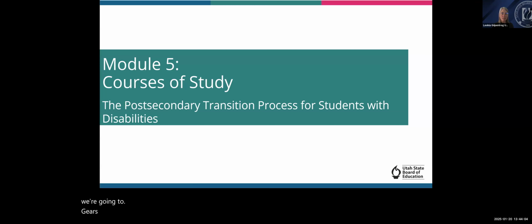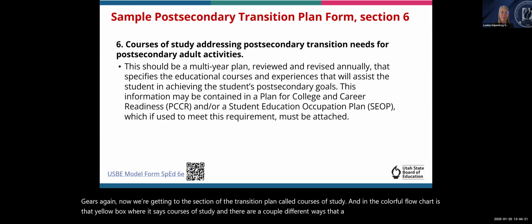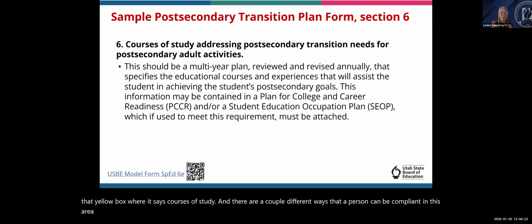Now we're getting to the section of the transition plan called courses of study. And in the colorful flow chart, it's that yellow box where it says courses of study. There are a couple different ways that a person can be compliant in this area, right? So this is language pulled right off of the transition plan. It's number 6, the 6th section of the transition plan.